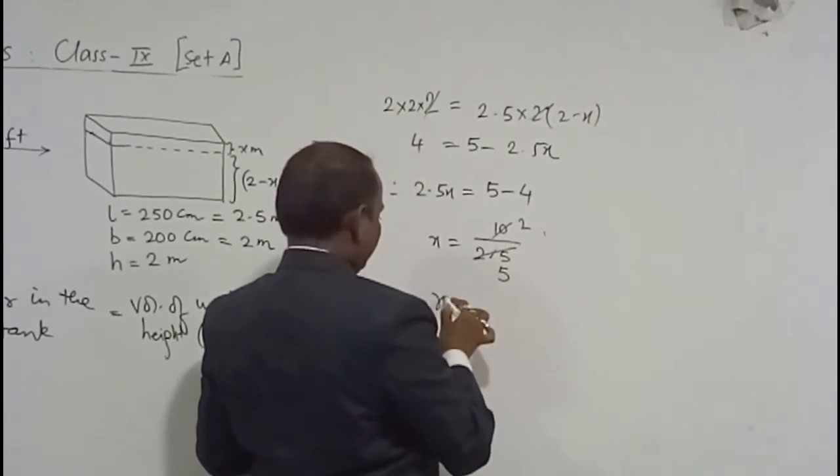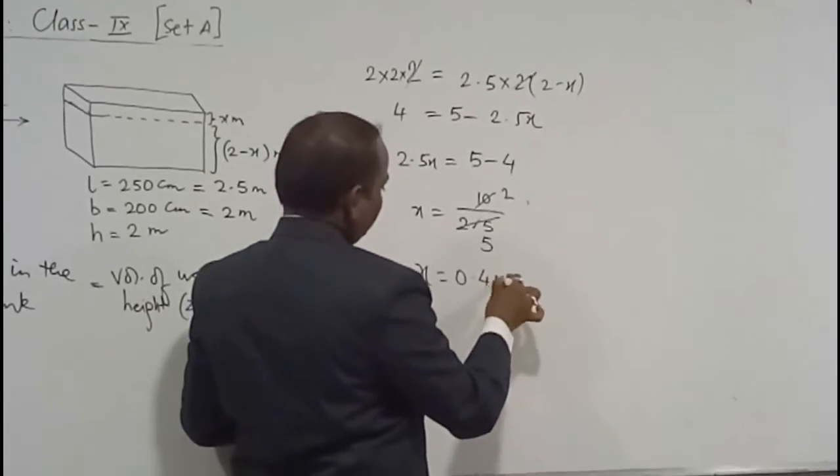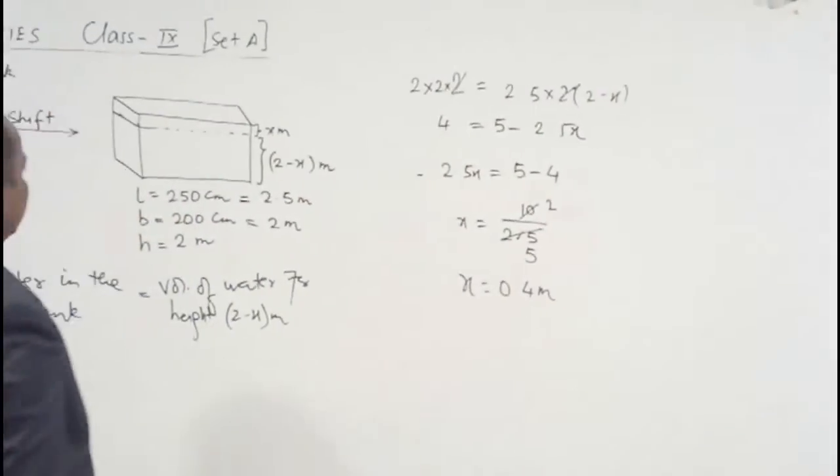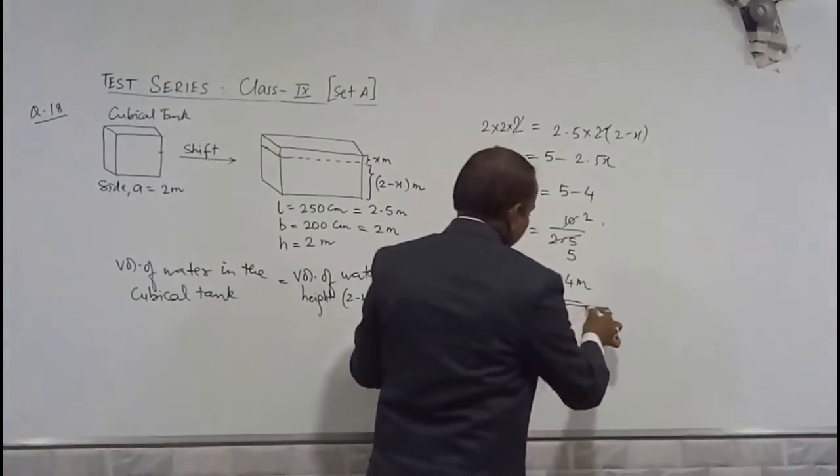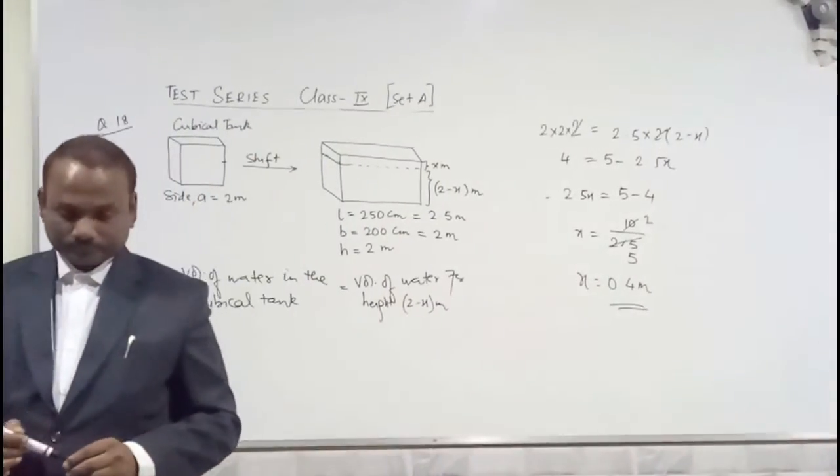इसको अपन अगर point को आगे बढ़ाएं तो ये cancel होता है, 5 into 5, 5 into 2, 2 by 5 करोगे तो आपको 0.4 मीटर मिलेगा. So we can say the height of the cuboidal tank that is empty is 0.4 meter. This is the final answer.